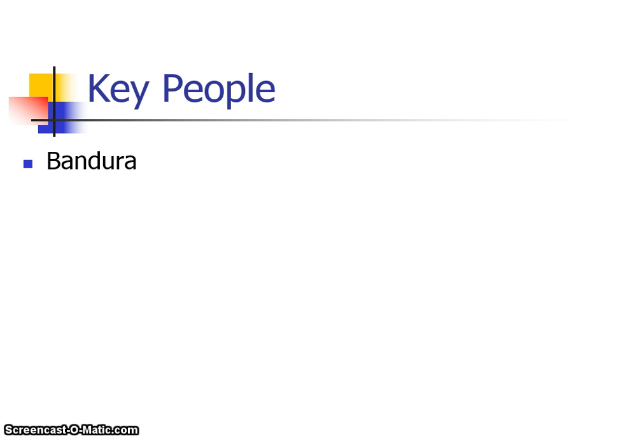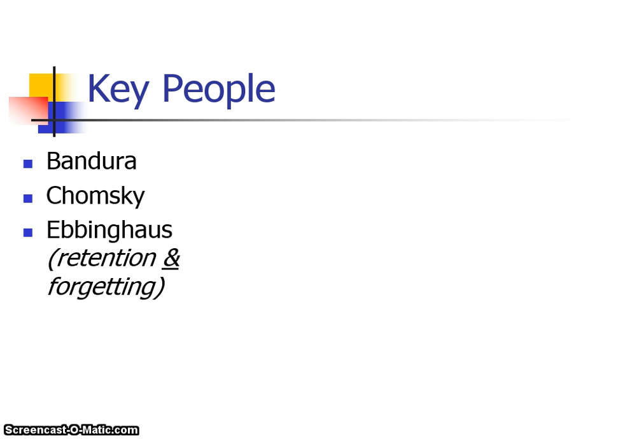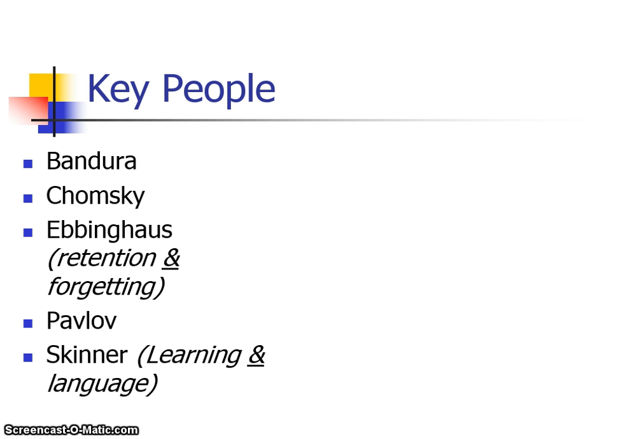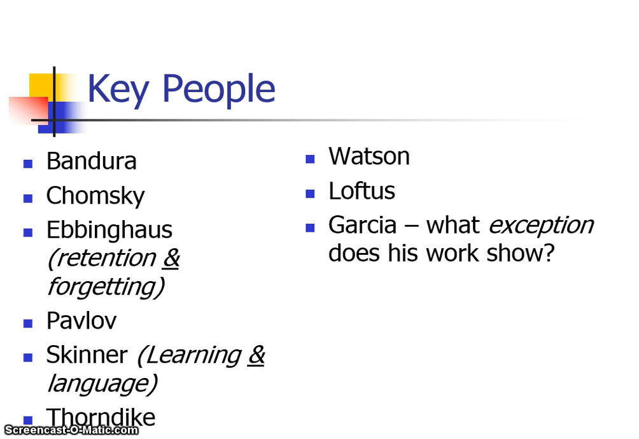Some key people, you had review sheets on these, but we've got Bandura, we've got Chomsky, we've got Ebbinghaus, we've got Pavlov, Skinner, and please note for Skinner, we talked about him in the learning unit with operant conditioning, as well as the language unit, for acquiring language. Thorndike, poor neglected Thorndike that always gets overlooked. Watson, the father of behaviorism. Elizabeth Loftus, the memory researcher who talked about basically the ease of implanting false memories.